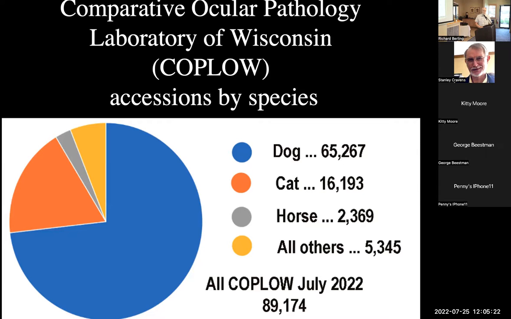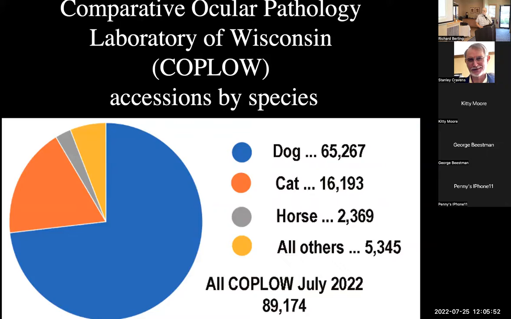So far and away, our most common specimen would be a canine specimen, followed distantly by cats, followed again distantly by horses, the three most common domestic species that we deal with. And then there's another 5,345, which we just say is exotic, and that includes everything from fish to humans.